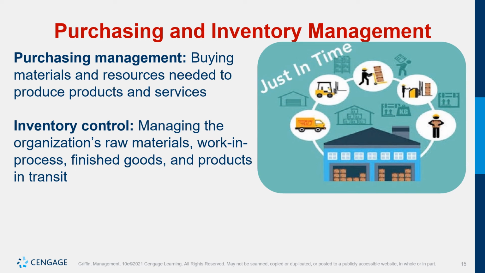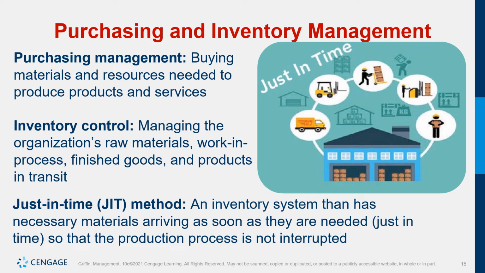A recent breakthrough in inventory management is the just-in-time method, which has necessary materials arriving as soon as they are needed, or just in time, so that the production process is not interrupted. In addition to smoothing the production schedule, the JIT system reduces the organization's investment in storage space for raw materials. It allows for savings of unnecessary rental for warehouse spaces. Materials that are not yet needed for processing are not yet scheduled to be delivered so that they will not take up unnecessary warehouse space.